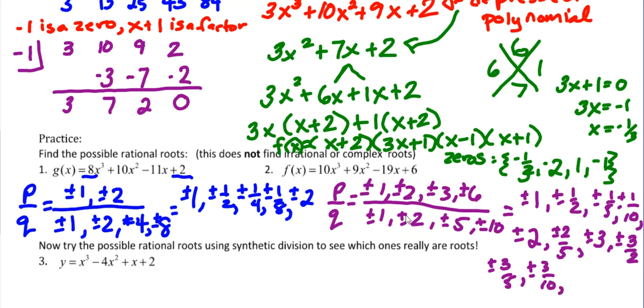And then 6. 6 over 1. 6 over 2 is 3, which we have. 6 over 5. And 6 over 10 is 3/5. Do we have 3/5? Yes, we have that right there. All right, so this is the list of all the possible values of p over q, which seems like a lot to try, but without the rational roots theorem, you would just be shooting in the dark. So this is a good place to get started on trying to find your roots.